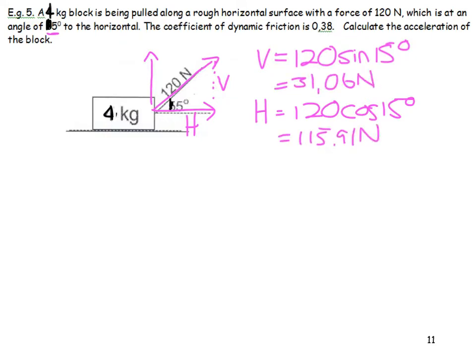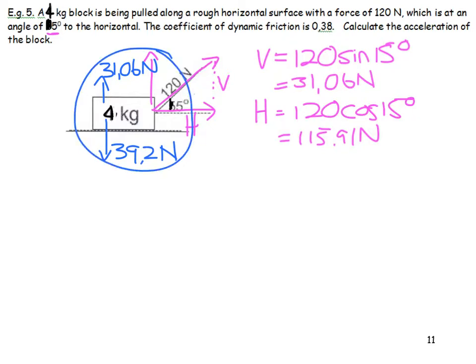Right, the next thing I'm going to do is determine the weight of this block, and it is going to be 4 times 9.8, which turns out to be 39.2 newtons. I also know that I have got 31.06 newtons acting upwards. So the resultant force in the vertical direction is going to be equal to, I have to subtract the two, 8.14 newtons.